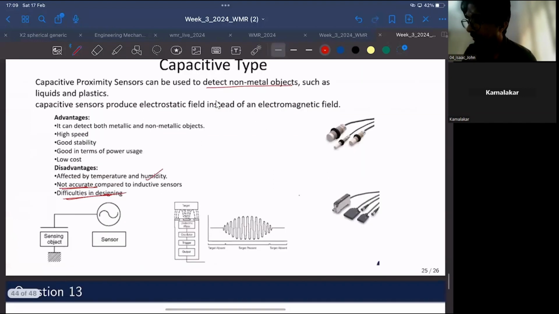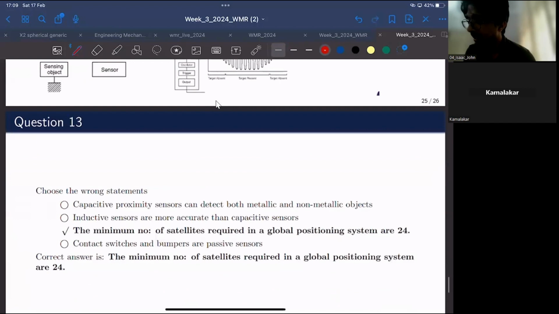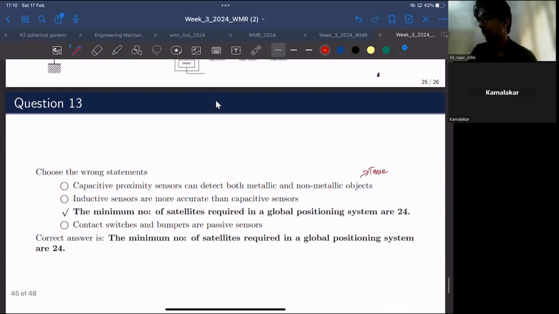So in that regard, what would be the correct answer? It says capacitive proximity sensors can detect metallic and non-metallic objects. That is a true statement, actually. So inductive sensors are more accurate also. That is also true.